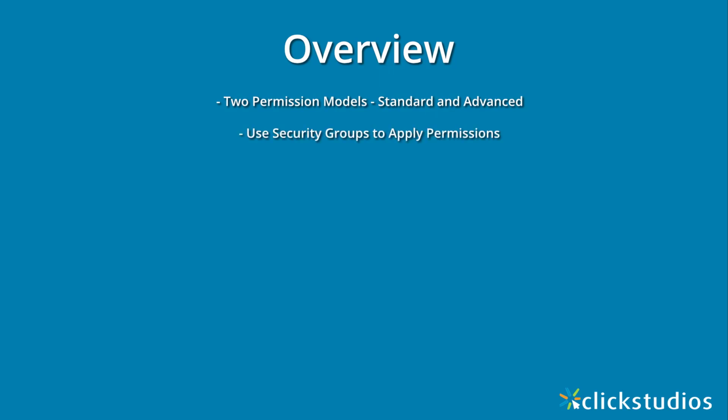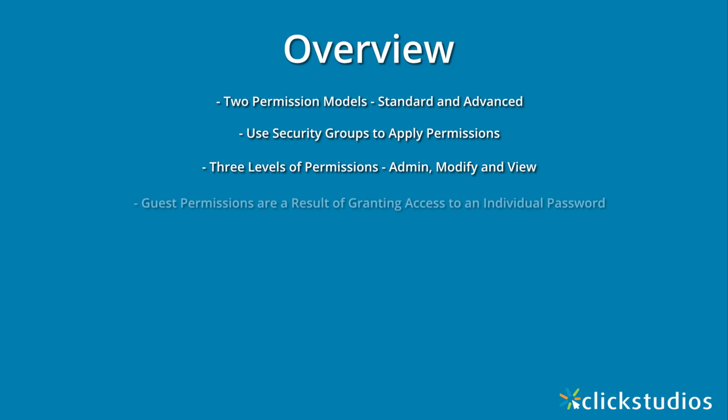To finish this video, we'll just recap the topics we've explored. Passwordstate has two permission models, standard and advanced. Always use security groups if possible. Admin permissions has full control over folders, password lists, and passwords. Modify has full control just over the passwords, and View has the least amount of privileges. Permissions can also be granted to an individual password record, which gives the user guest permissions to the password list and any folder to where that password is located.